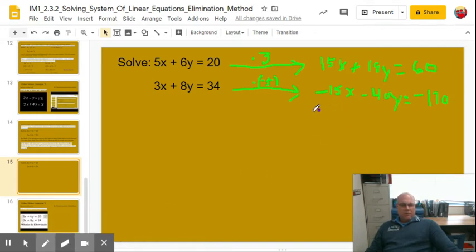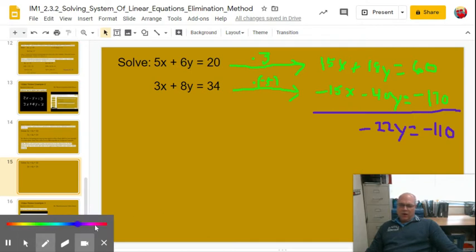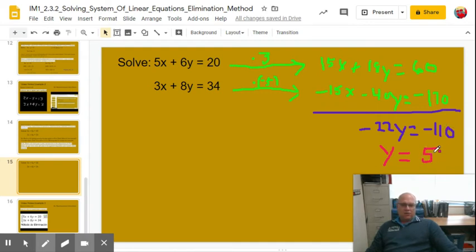Okay, so now what I'm going to do is add these together. So 15x and negative 15x, no x. 18y plus negative 40y, well, that's negative 22y, equals 60 plus negative 170, well, that's negative 110. All right, we are going to divide both sides by negative 22. So I get positive y equals, negative 22 goes into that 5 times. So y equals 5. All right, now we're in business.